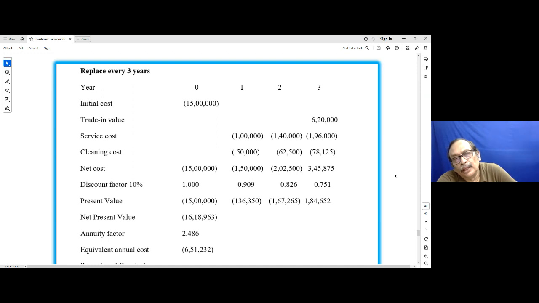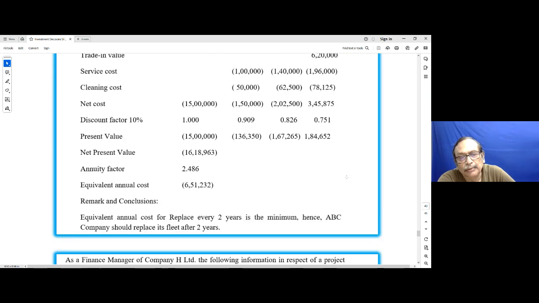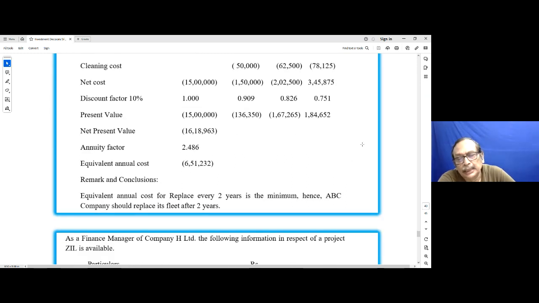Now we are coming to the replace every 3 years concept. It is the same; we are going to have years 0, 1, 2, 3. Trade-in value we are going to get in the third year. Service cost we have taken. Cleaning cost we have taken. Net cost we have taken. Discounting factor we have taken. Present value we have taken. Net present value we have taken. Annuity factor for the 3 years at the rate of 10% comes to 2.486. Then equivalent annual cost, we get 651,232.